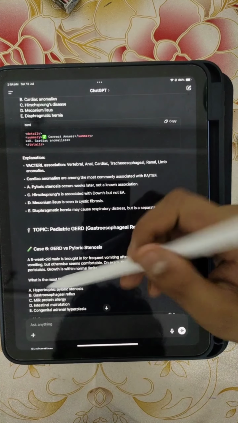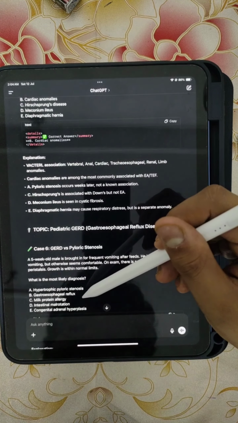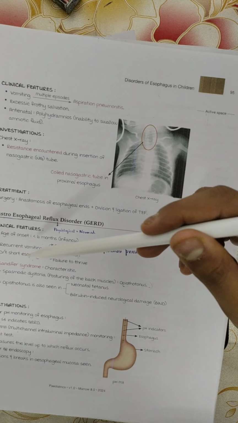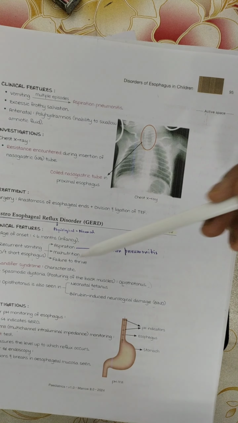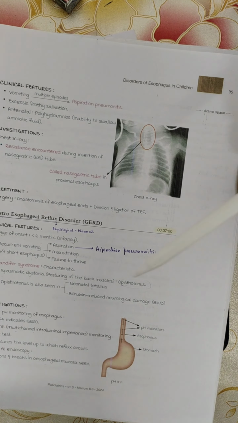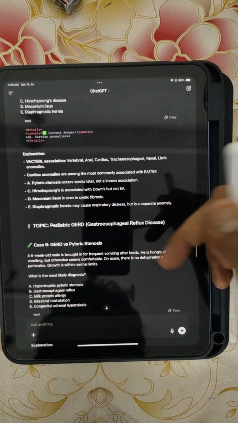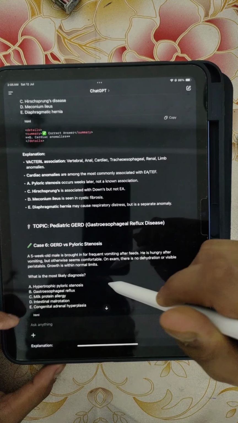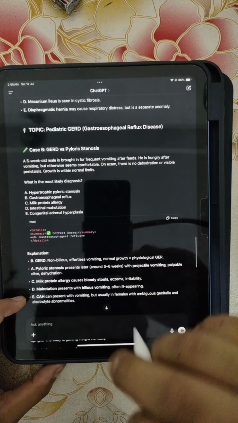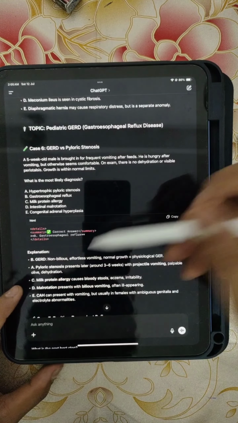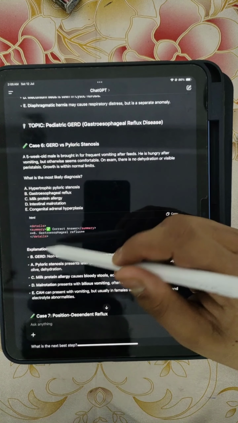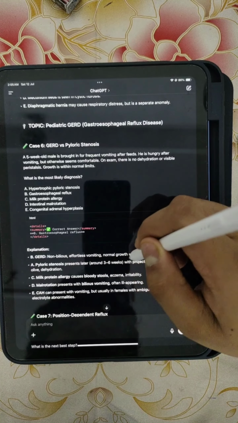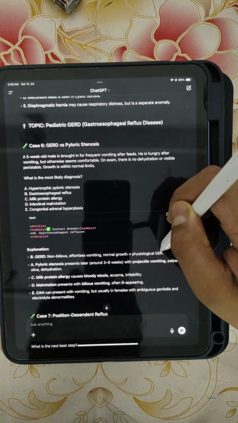I know we will take gastroesophageal reflux, but there is an option called malnutrition. Recurrent vomiting, malnutrition, failure to thrive, it may happen, may not happen. But here, according to the options, I think option B is the best answer, gastroesophageal reflux. Because of the explanation, let's look at this. In gastroesophageal reflux disorder, the vomiting is effortless, non-bilious, with normal growth, physiological gastroesophageal reflux.